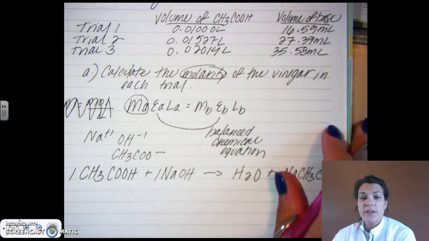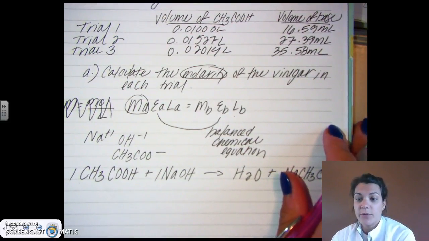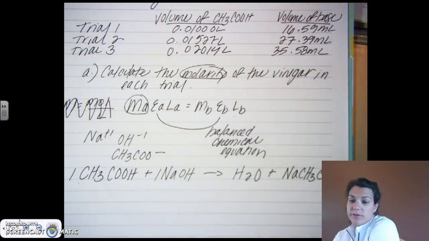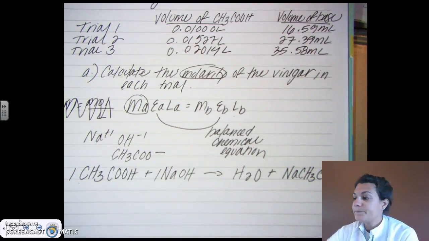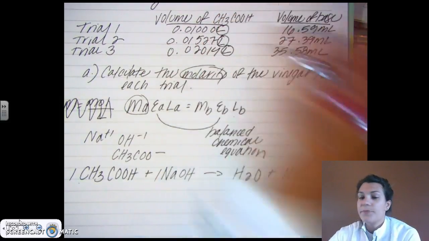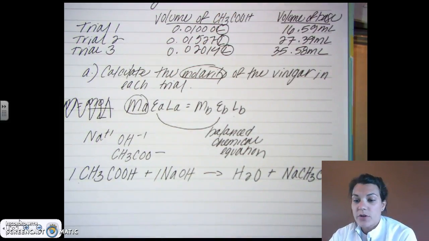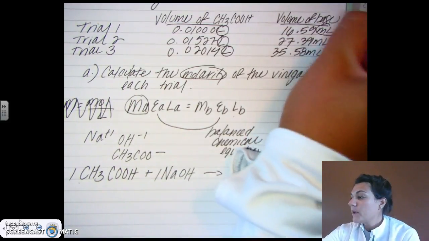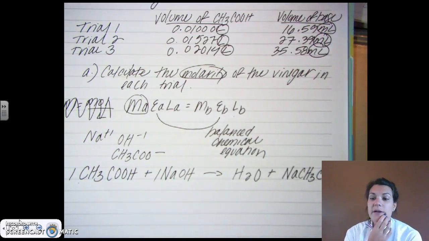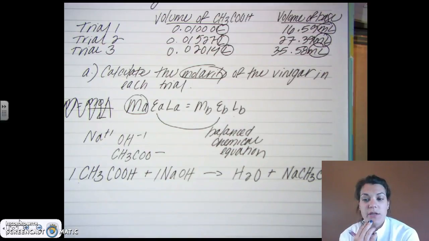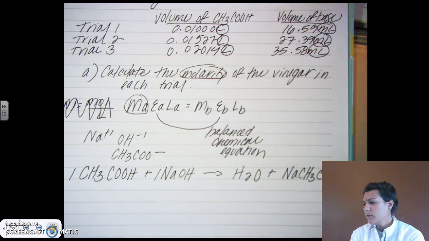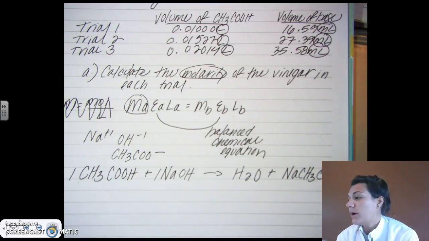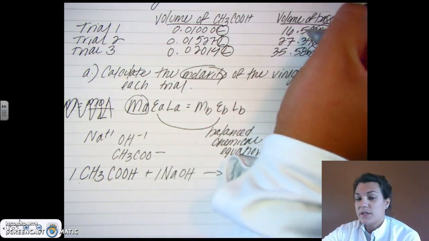Okay, second thing that you need to consider here when you're calculating the molarity for each one of these trials is that acetic acid's volume is in liters, where sodium hydroxide's volume is in milliliters. Okay, now it doesn't matter which one you use here, just make sure that both the acid and the base are in the same volume units. So I'm just going to make the base liters too. I just think that'd be easier.